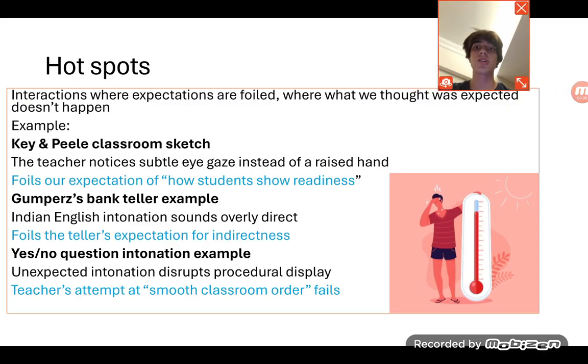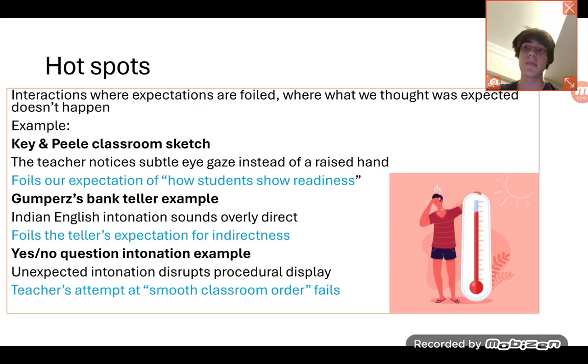Hotspots are interactions where expectations are foiled, where what we thought was accepted doesn't really happen. These are called hotspots. A great example might be a couple of examples I've included here. The Key and Peele classroom sketch, which was talked about in the MOOC. The teacher here notices subtle eye gaze instead of a raised hand, which foils our expectation of how students show readiness, and we have to pick up on that.